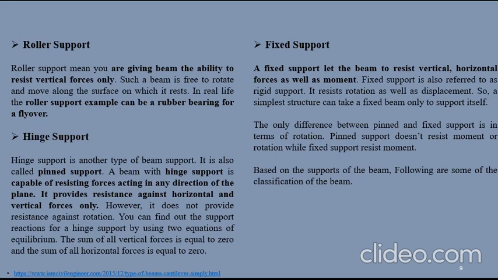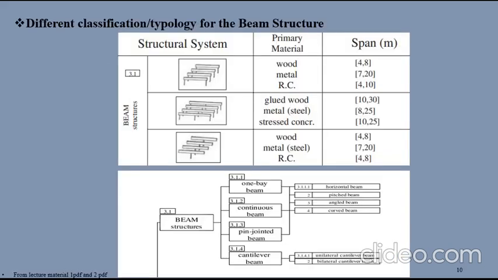Hinge support is another type of beam support. It is also called pinned support. Hinge support is capable of resisting forces acting in any direction of the plane. It provides resistance against horizontal and vertical forces only. Fixed support lets the beam resist vertical and horizontal forces as well as the moment.